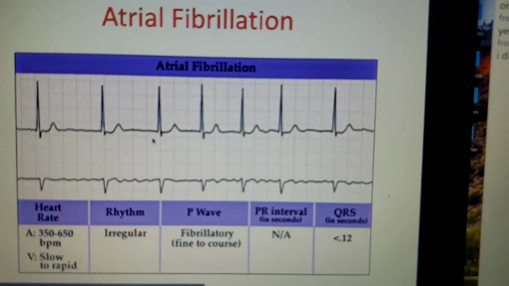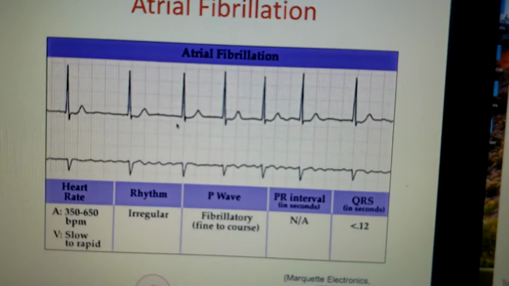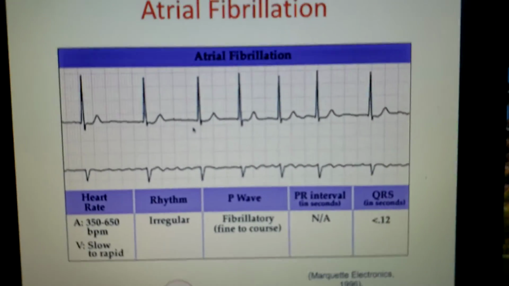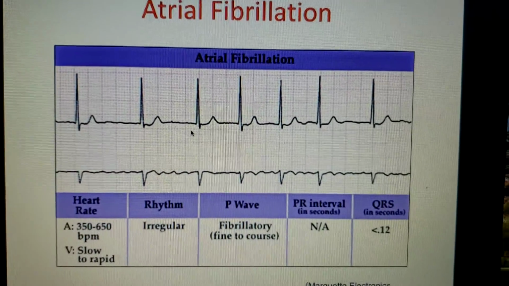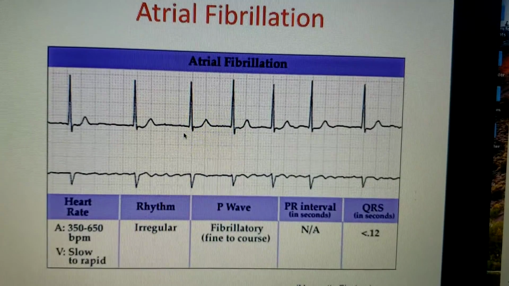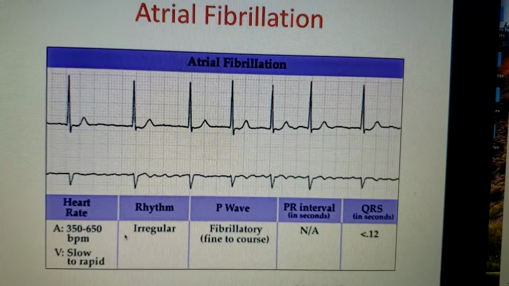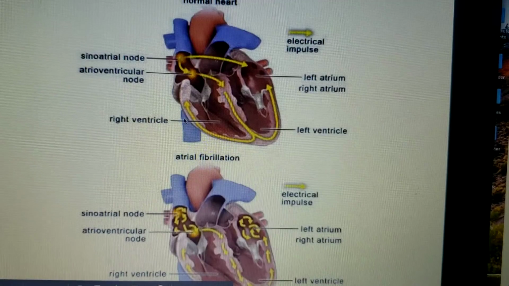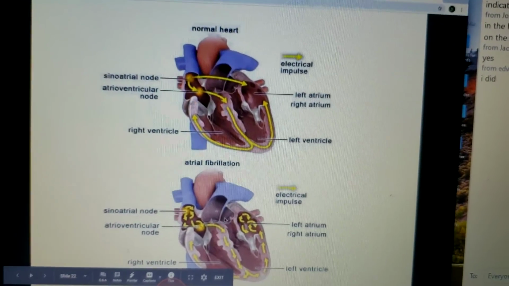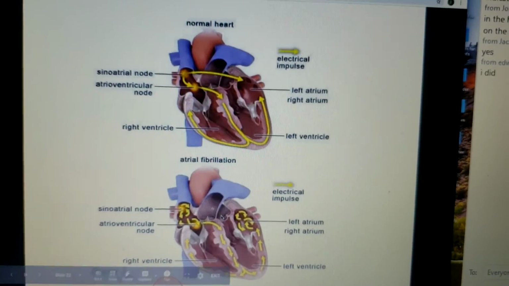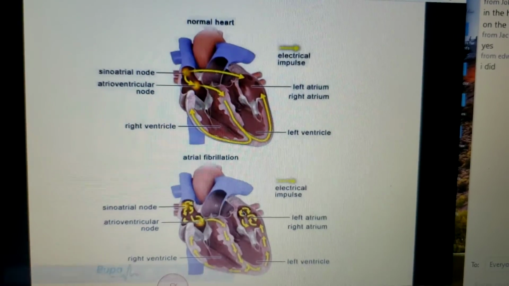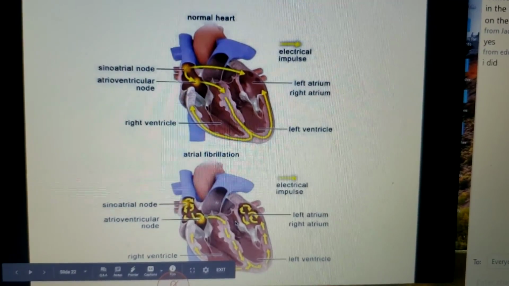QRS is still narrow in atrial fibrillation because even though you got this chaos, every once in a while the signal is coming through from up top, so it's sending it down, so you're still getting signals coming down to cause a narrow QRS complex. So really quick, boom, boom, okay, boom, boom, okay, all right. So normal heart, okay, and then you get this happening where we get all over the place, and then every once in a while signals are getting sent down, and it's allowing for the contraction to happen. But you get this reoccurring chaos that's happening.